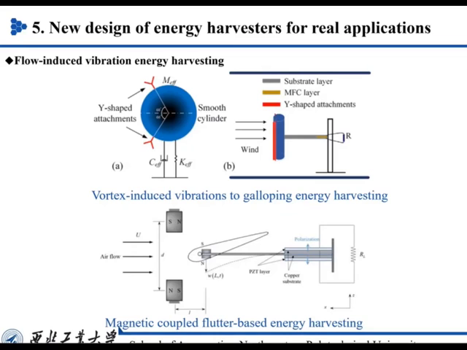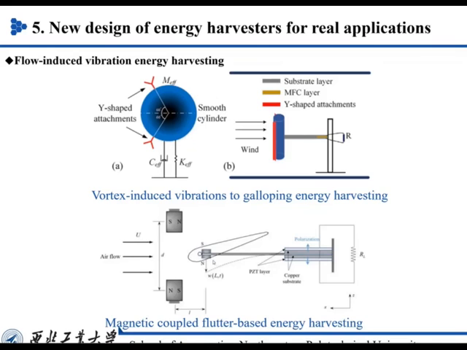It will make vortex-induced vibration. However, if we put the Y-shaped attachment, it will become galloping vibration. Okay, the second picture is the magnetic coupled flutter-based energy harvester we designed.